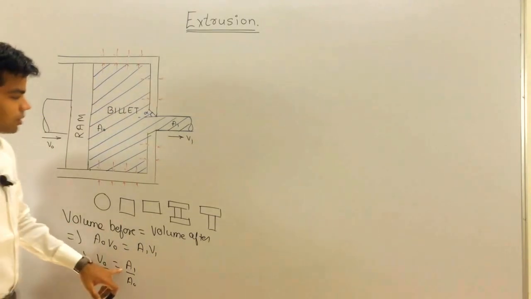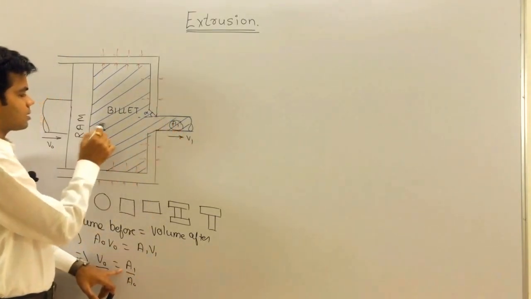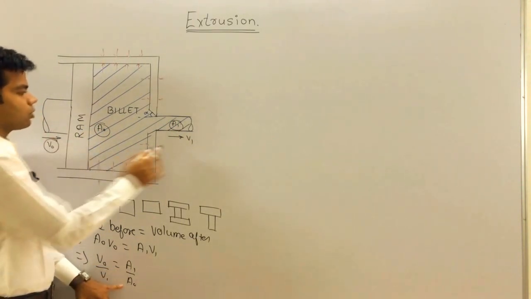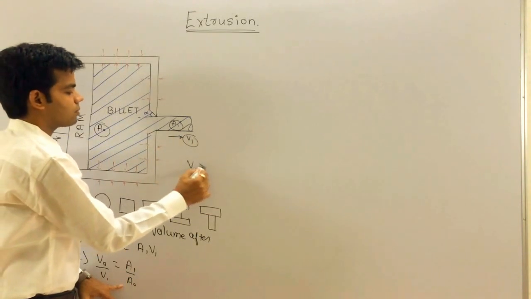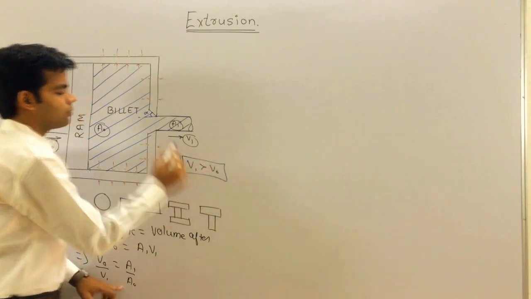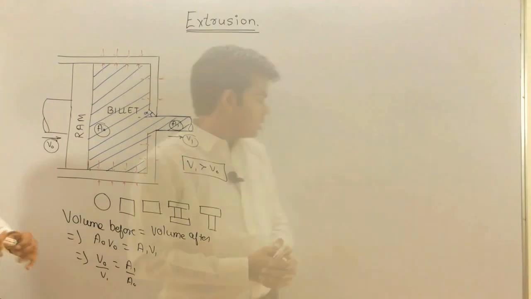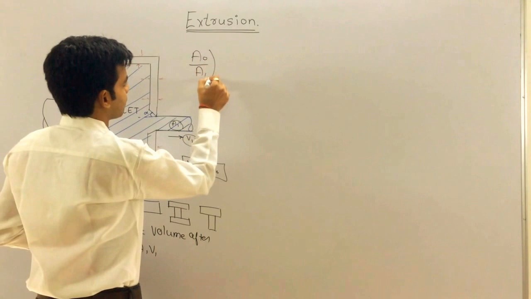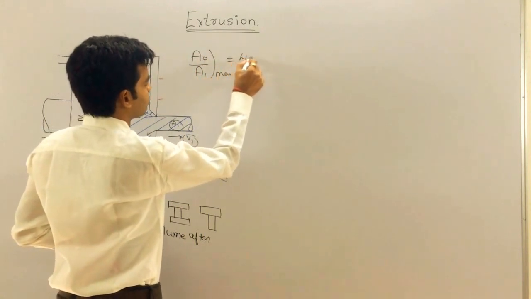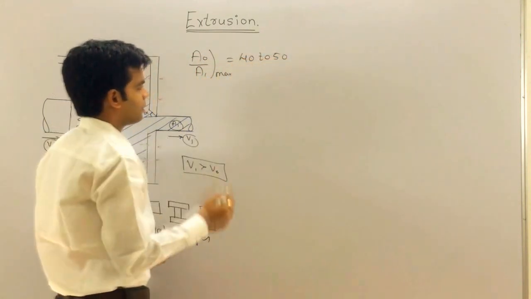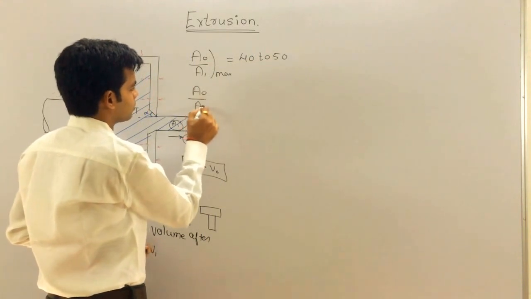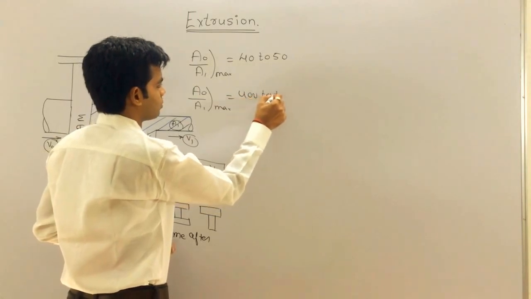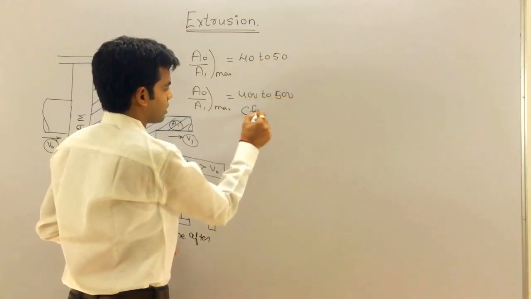Getting this? And obviously we know that A1 is less than A0, therefore V0 is less than V1, or you can say V1 will be greater than V0. Okay, the maximum value of A0 by A1 lies between 40 to 50, and if the material is very soft, then this can vary up to 400 to 500 also, for very soft material.